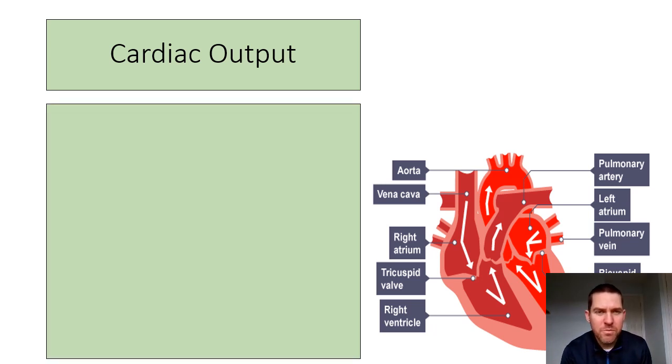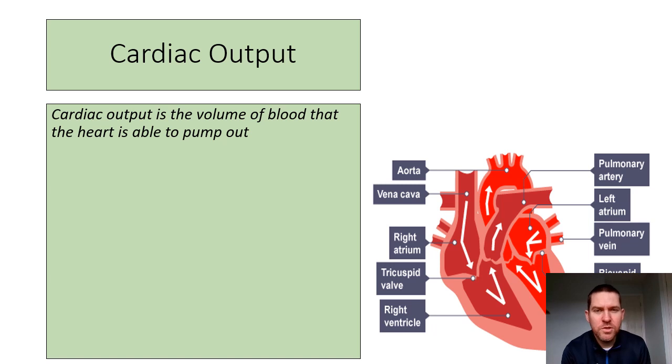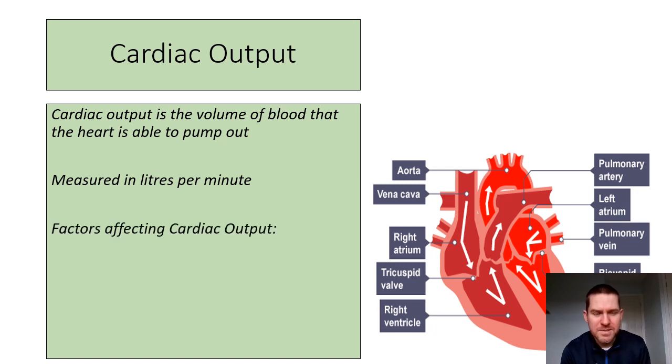So first and foremost, when we look at cardiac output, we're talking about the volume of blood that the heart is able to pump out. Cardiac output is measured in litres per minute. So we think of how much volume of blood is pumped out by the heart during the course of a minute. There are two things that can affect the cardiac output.